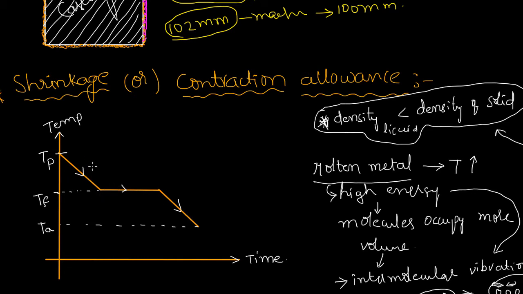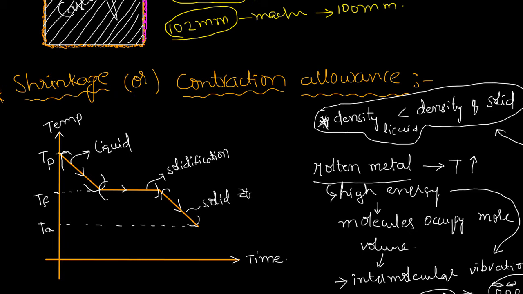So there are three modes of heat transfer that take place. Three types of heats are available here. The first one is liquid. This is the liquid zone up to here, liquid zone, and this zone is called the solidification zone. And this zone is called the solid zone. This is completely solid, this is completely liquid, this is partial solid and partial liquid, right?